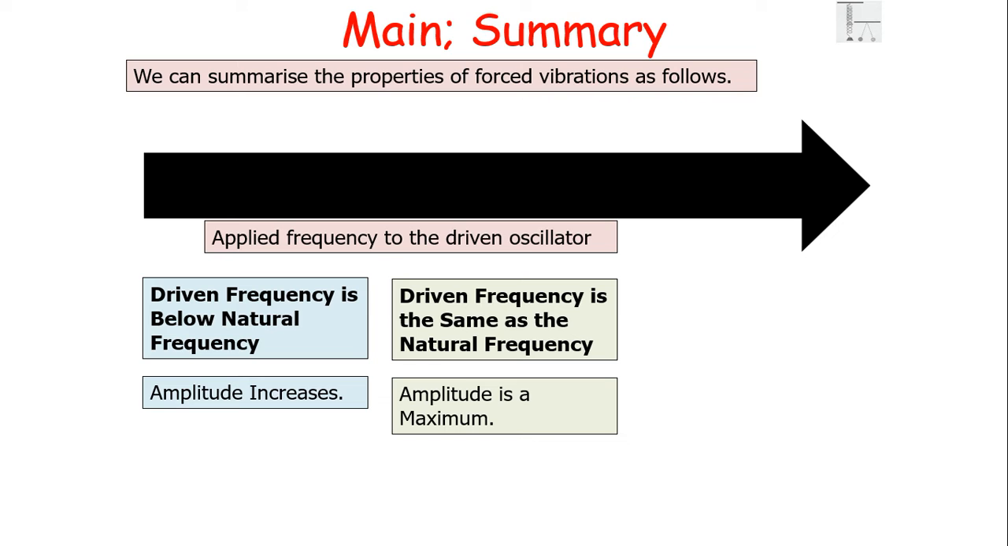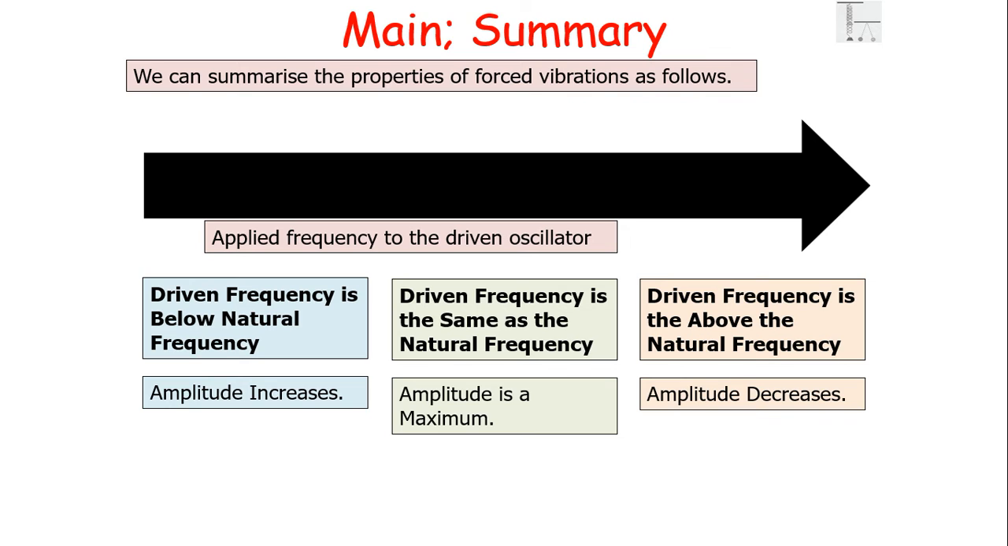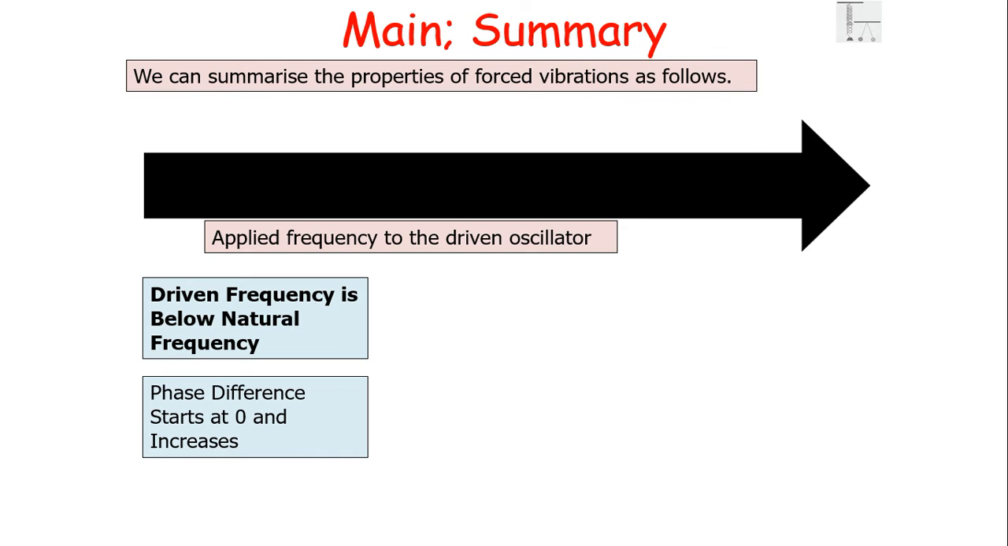When the driven frequency is the same as the natural frequency, the amplitude is a maximum, it's at resonance. And then when the driven frequency is above the natural frequency, the amplitude starts to decrease again. Now, let's look at the phase difference. When the driven frequency is below the natural frequency, the phase difference starts at 0 and then begins to increase when the applied frequency increases.